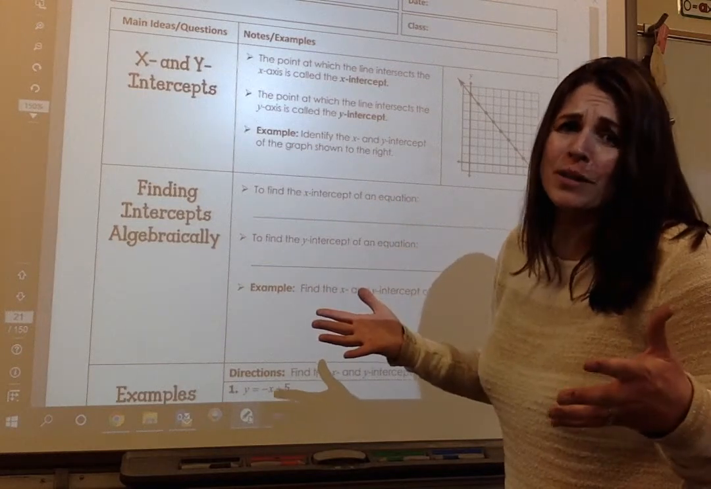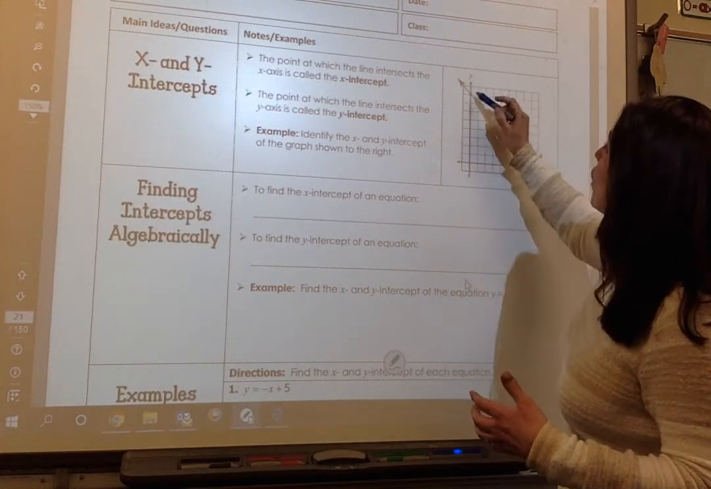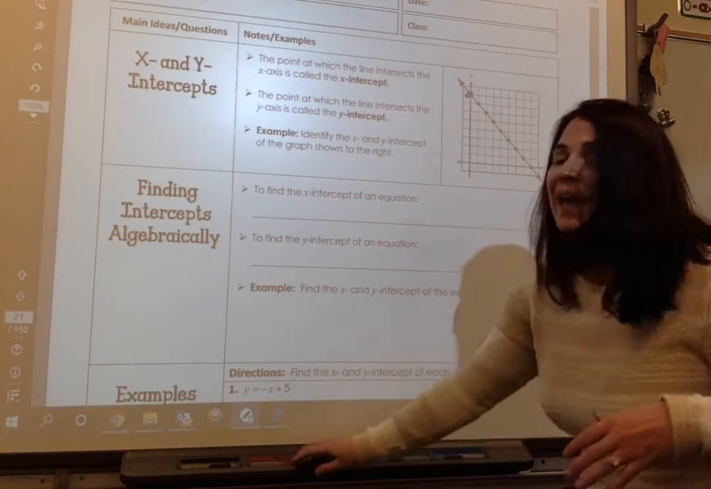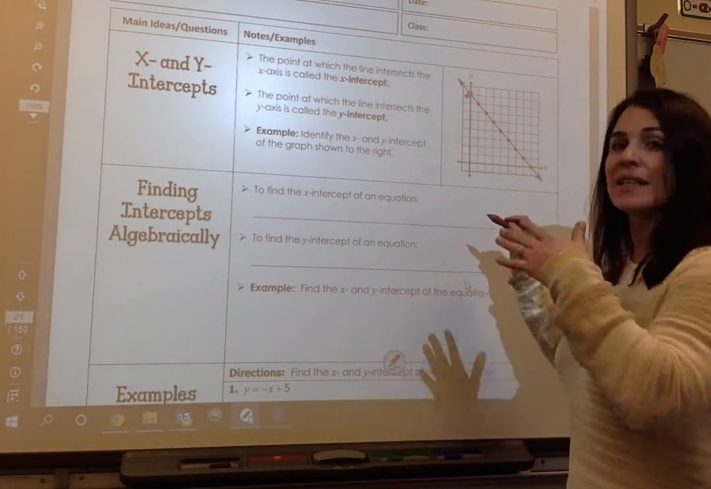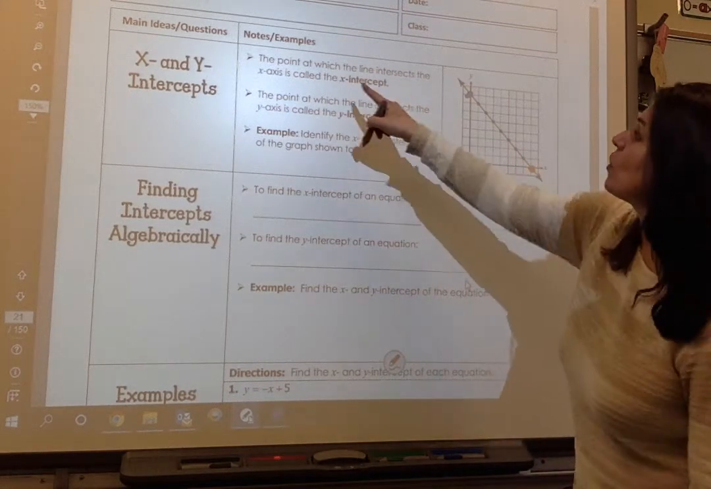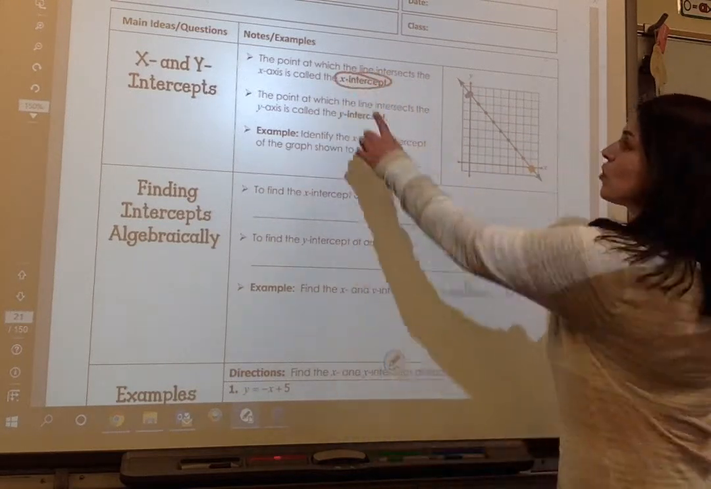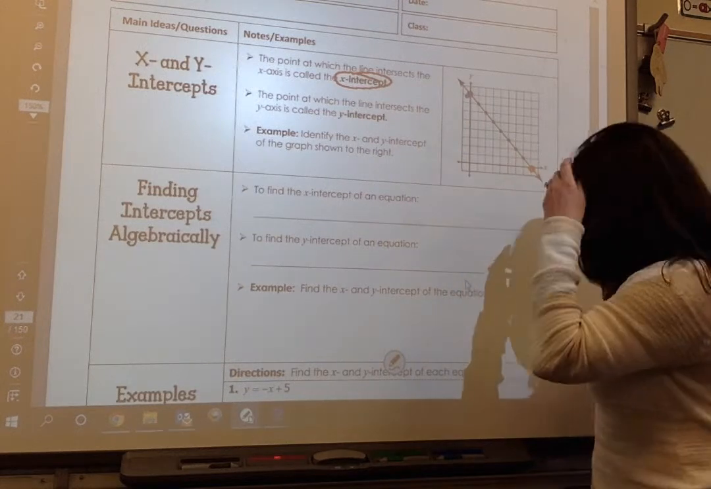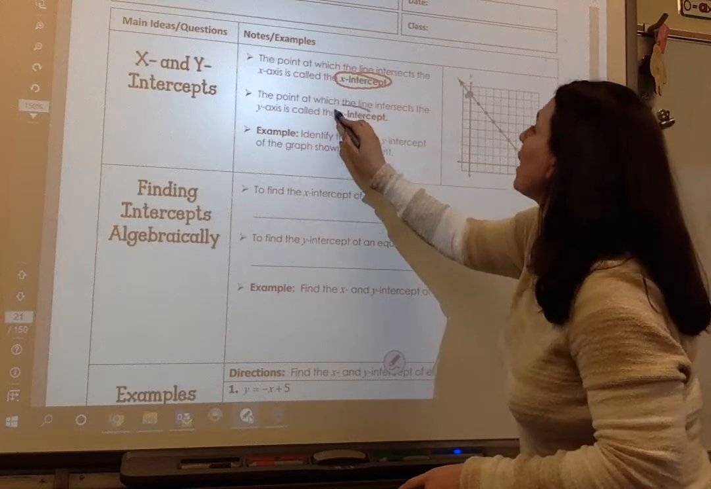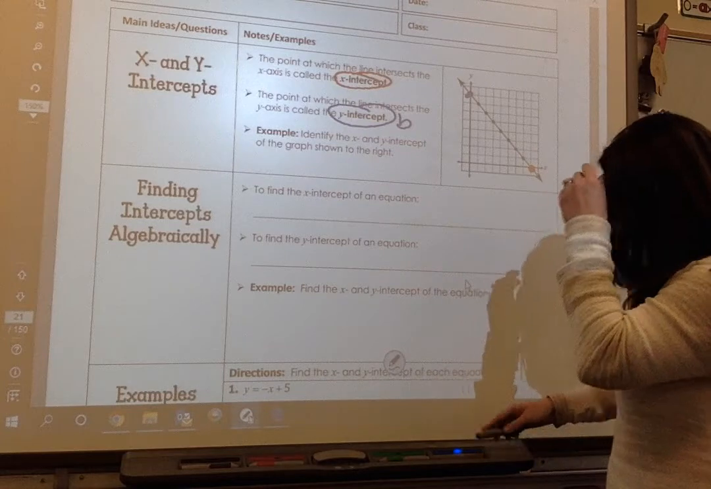We already know what the y-intercept is. That's our beginning point when we graph. And we said that we begin graphing on the y-intercept. So that is my y-intercept. My x-intercept is where it intersects the x-axis. So here is my x-intercept. So the point at which the line intersects the x-axis is called the x-intercept. So I'm going to circle that in red because that's my red point. The point at which the line intersects the y-axis is called the y-intercept. And remember, that's my b value when I've graphed in y equals mx plus b.